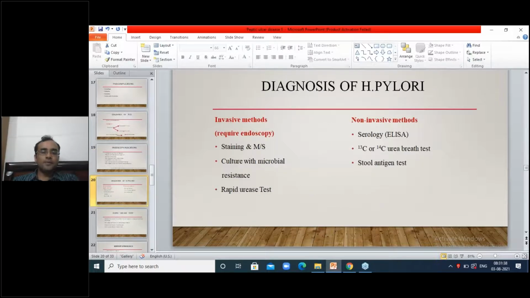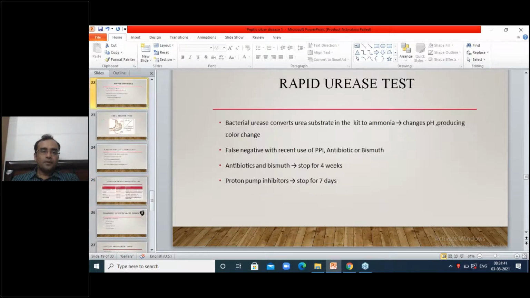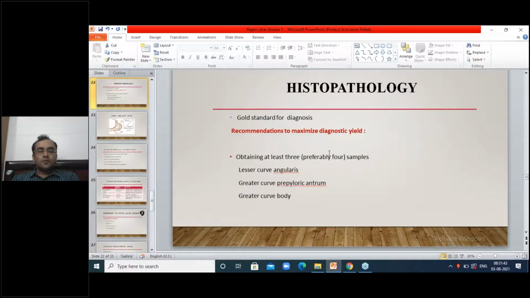So what are these sites? The sites to biopsy for the H. pylori are multiple sites in the stomach. So we need to take from the lesser curve, we need to take the biopsy from the angularis, and from the greater curve, we take from the antrum and from the body, both. So we need to take a minimum of biopsy from these three sites.